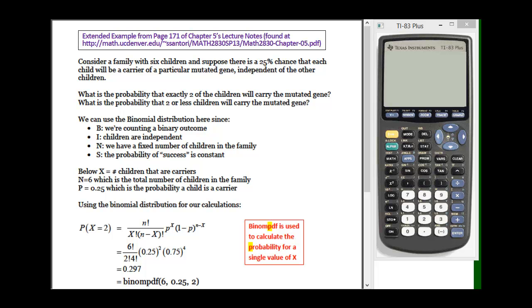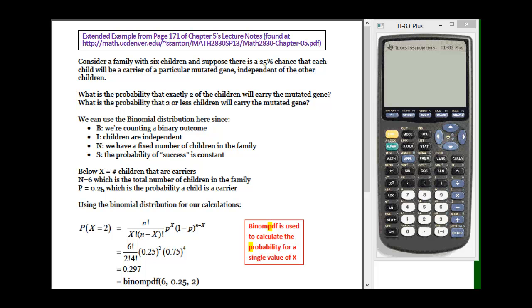And we assumed the children were independent, and we were first interested in what the probability was that exactly 2 of the children would carry the mutated gene. So we decided we'd use the binomial distribution because we're counting a binary outcome, either a mutation or not. We assumed the children were independent. We were counting up 6 of them, so we had a fixed number of children. And we were assuming that 25% chance of carrying a mutation was constant. So we had our BINS acronym all satisfied.